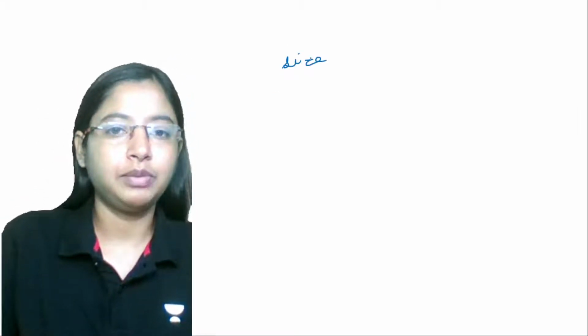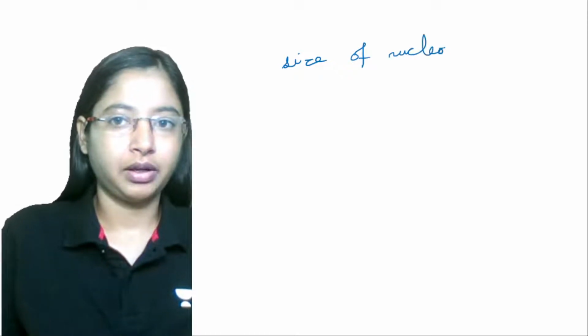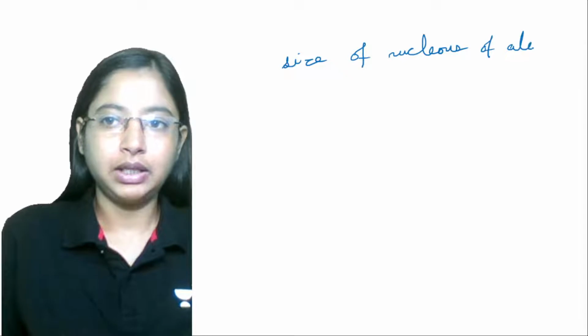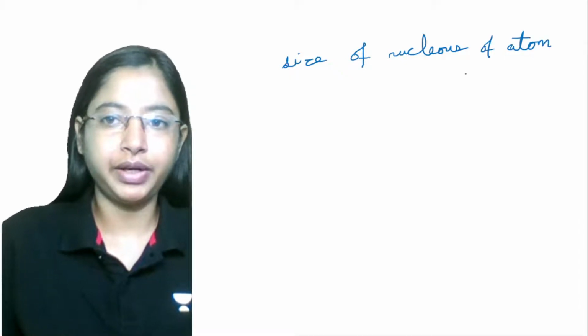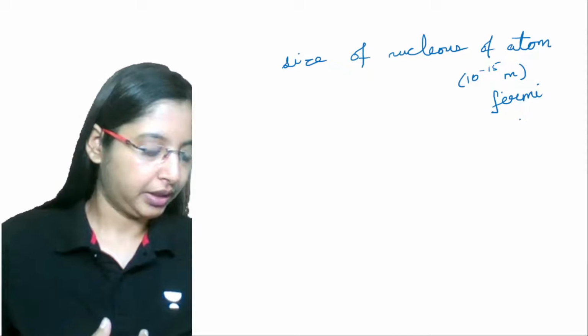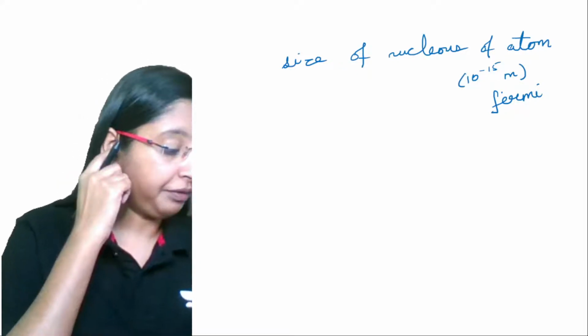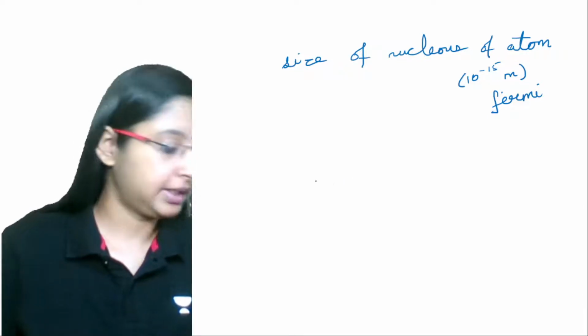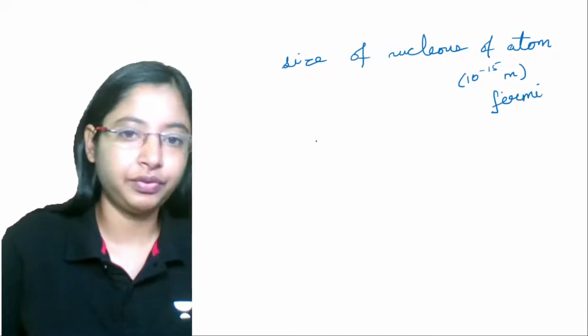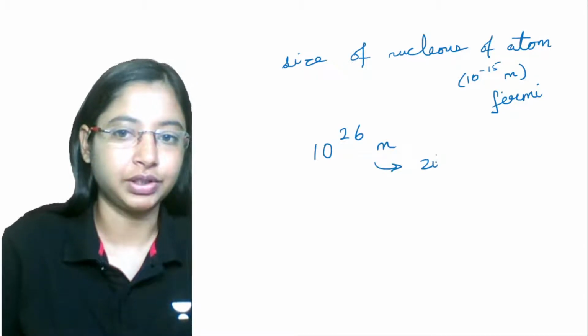If you're looking at size in terms of length, we know the size of the nucleus of an atom. The size of the nucleus of an atom is somewhere around 10 to the power of minus 15 meters, which we call a Fermi. And from that, we even know the size of the universe. The size of the universe is 10 to the power of 26 meters.